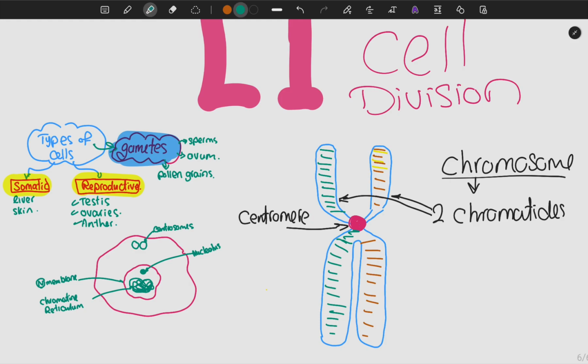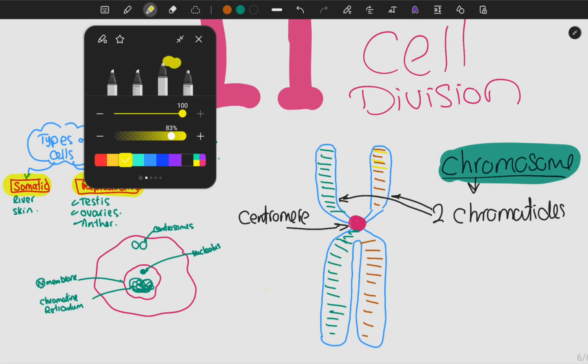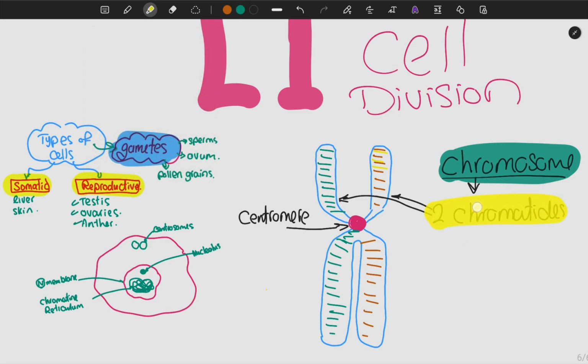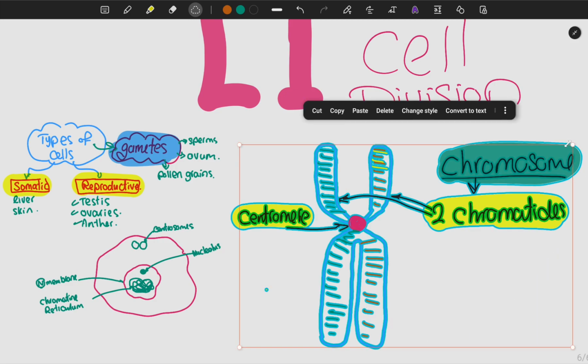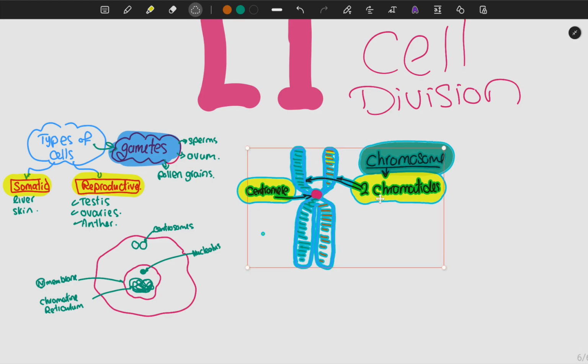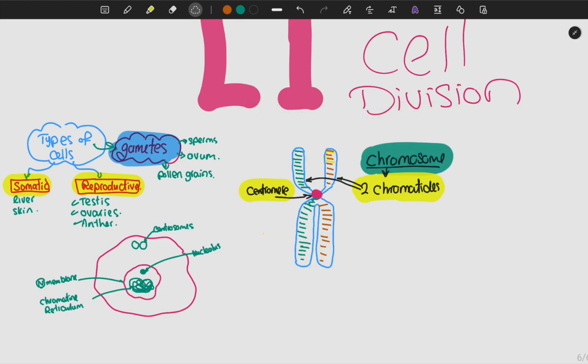So let's highlight it. First thing, chromosomes. Chromosomes are found inside the nucleus of any cell in our human body. Okay, each chromosome consists of two chromatids. Each two chromatids are linked together by centromere. Okay, that's another drawing. These chromosomes carry the genetic information of us, of any living organisms. These chromosomes are very, very important to our living organisms.